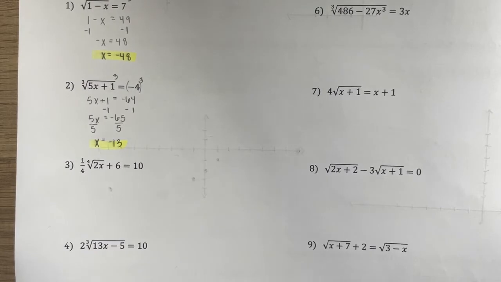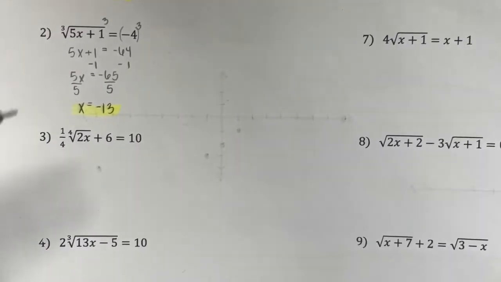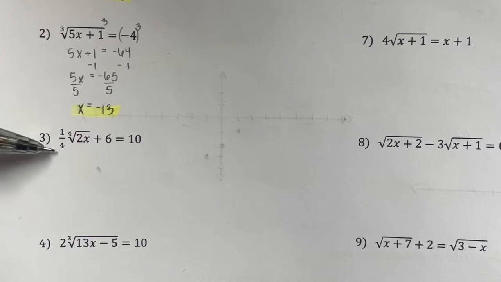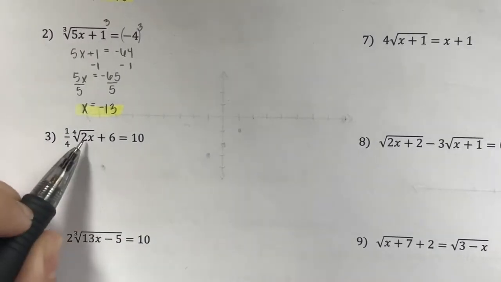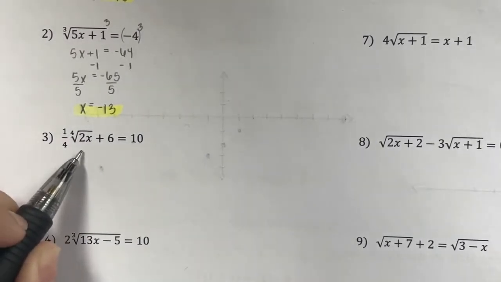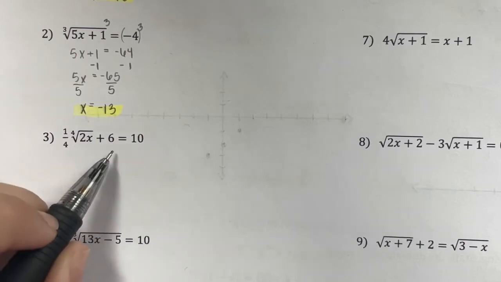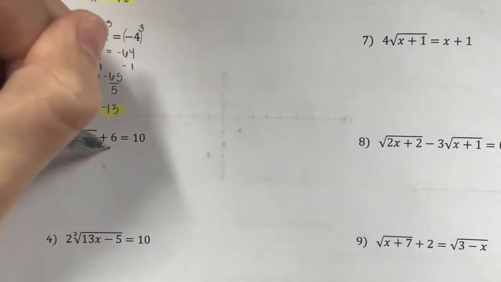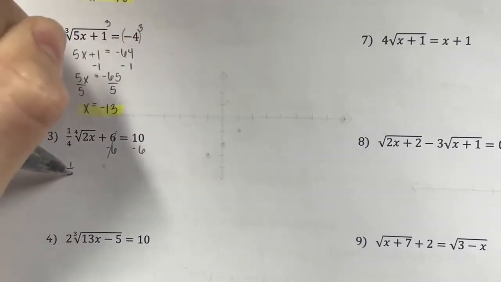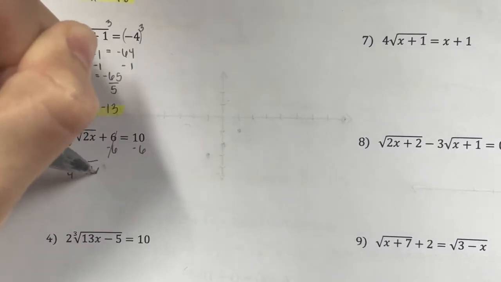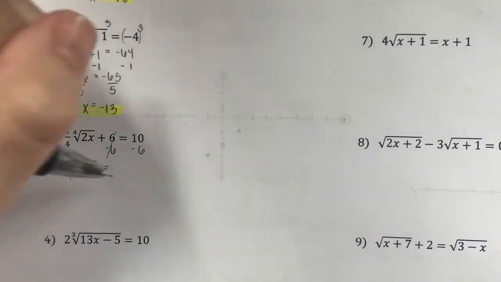For example 3, now our radical isn't isolated, so we have 1/4 times the 4th root of 2x plus 6 outside of the radical equals 10. So you isolate it following the same steps you would for pretty simple equations like you learned in 8th grade Algebra 1. We want to isolate the 4th root of 2x, so the first thing that I can do to isolate it is I can subtract this 6 over. So then I have 1/4 times the 4th root of 2x equals 10 minus 6, so equals 4.